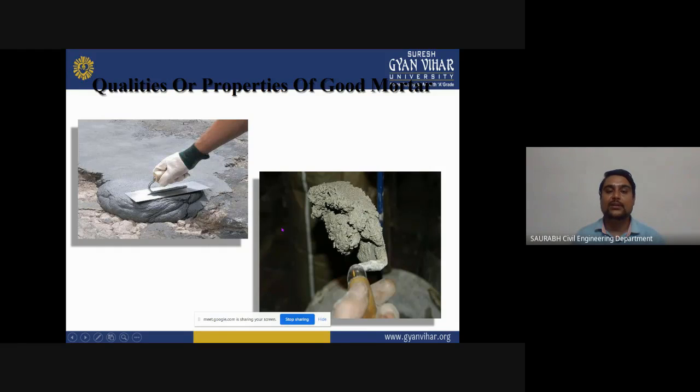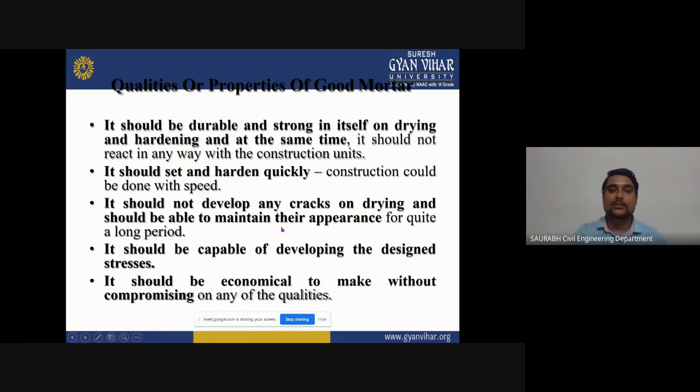Now we will see the qualities or properties of a good mortar here. These are the qualities which I told you earlier. It should also be durable and strong in itself on drying and hardening, and at the same time it should not react in any way with the construction unit. It should settle and harden quickly, so that construction can be done with speed.